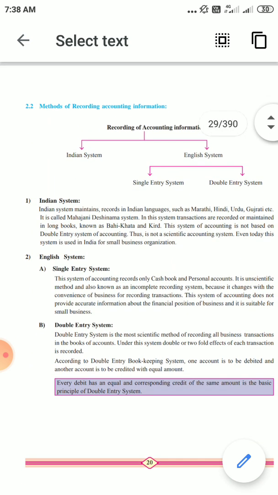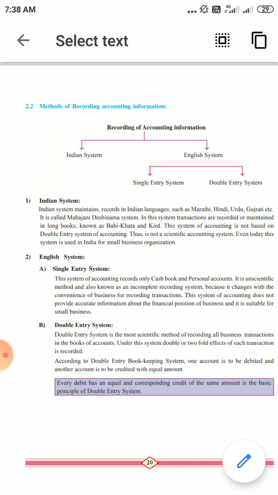Next is English system. In this there are two, that is single entry system and double entry system. Now single entry system में क्या होता है, here only cash account and personal accounts are recorded. Okay, this is also an unscientific method of recording because it is incomplete. Other records are not maintained. Only जब कैश आता है और जिससे हमें कैश मिलता है और जिसको हमें पे करना है उसका ही नाम, जैसे कि पर्सनल अकाउंट and cash account will be maintained, other accounts won't be maintained.